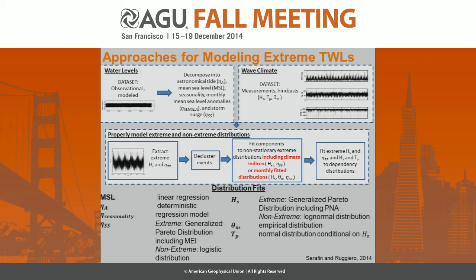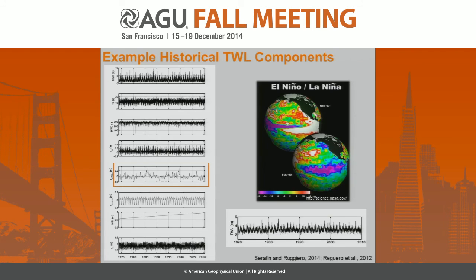But I do want to mention that we properly model our extreme components like wave heights and storm surges by fitting them to non-stationary extreme value distributions that include the effects of seasonality and climate indices, like the Pacific North American pattern, or the multivariate ENSO index. And these are really what's incorporating this climate variability into our model.